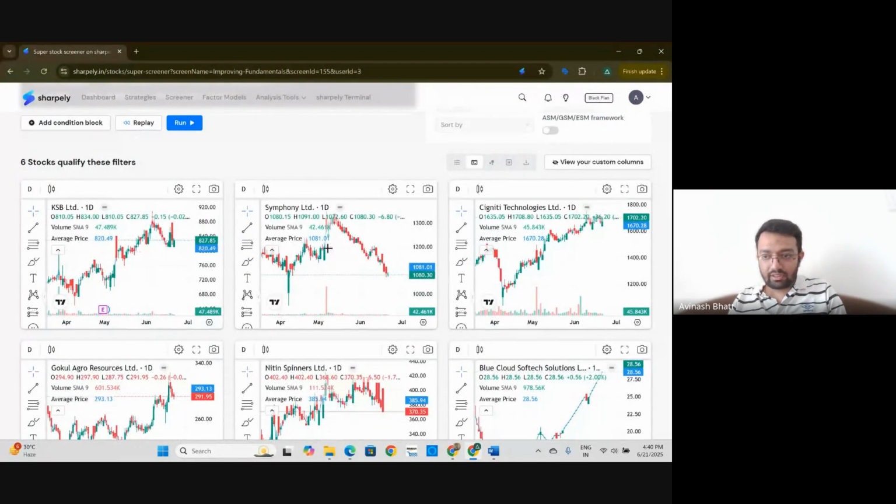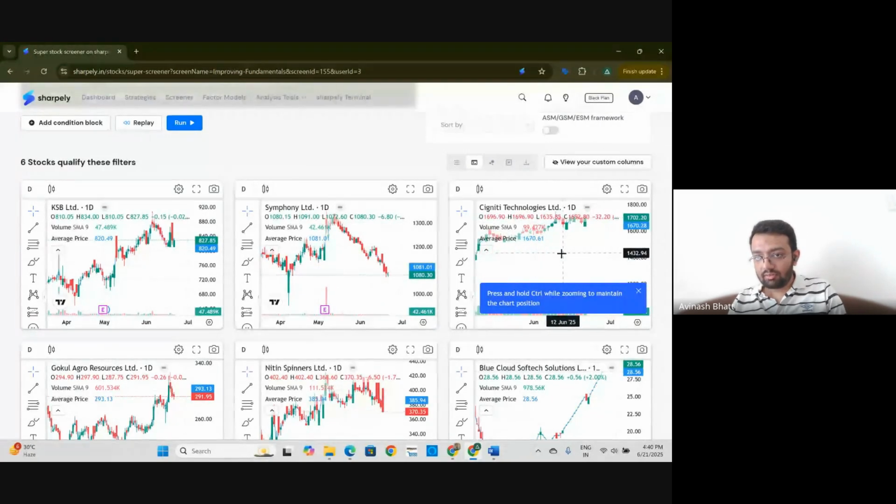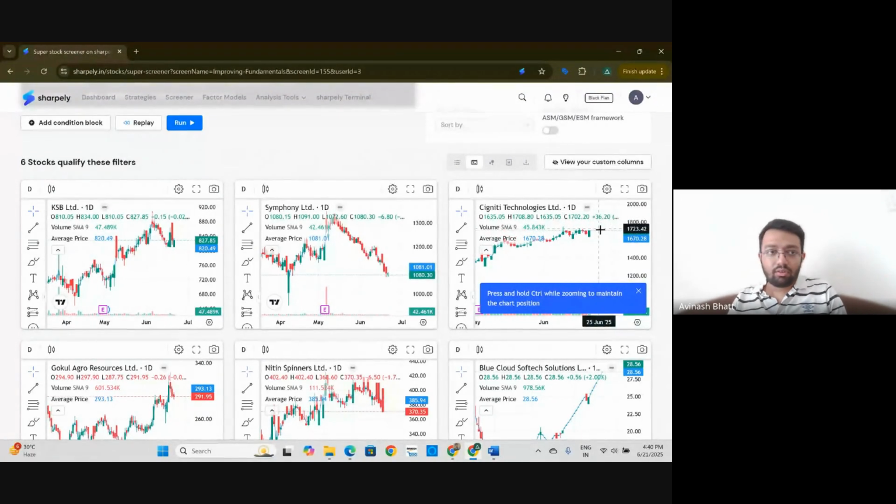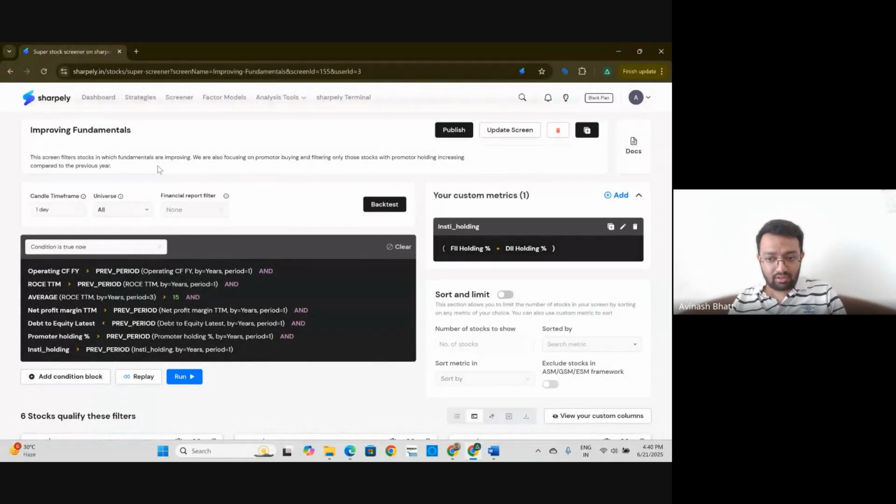Is also a strong chart. This is a weak chart, but the Signity is a strong chart, consolidating near the high. So again, you can draw a simple horizontal line and then breakout, right? So this is the fundamental. These are the examples of fundamental screening.